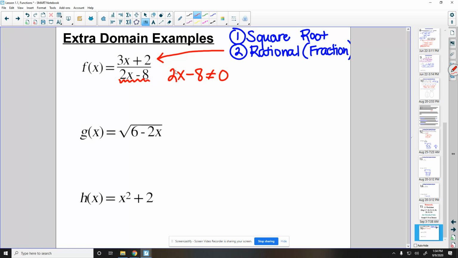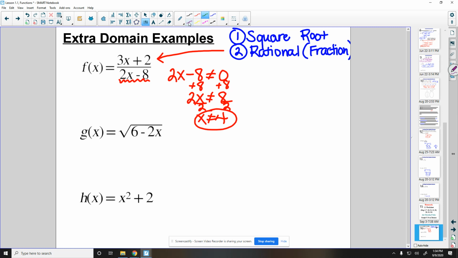So write a statement that says the denominator can't be 0, and then just simply solve that for x. So in this case, I would add 8, divide by 2, and you would be done. You get x cannot be 4. That is explaining all you need to know about the domain because x represents domain values.